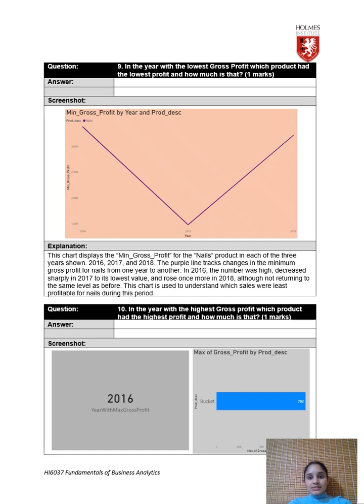So as we can see, in 2016 it's very high, then it decreases sharply to the lowest value in 2017, and then rises once more in 2018, though not returning to the same level as before. So this chart is used to understand which sales were least profitable for the nails during this time period. And another question, question number 10.